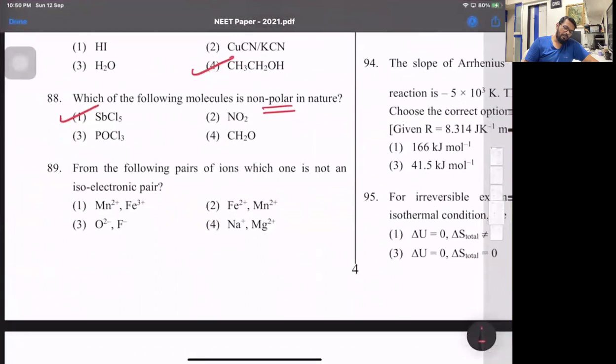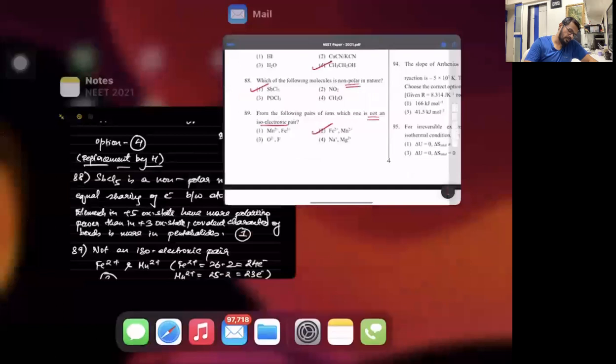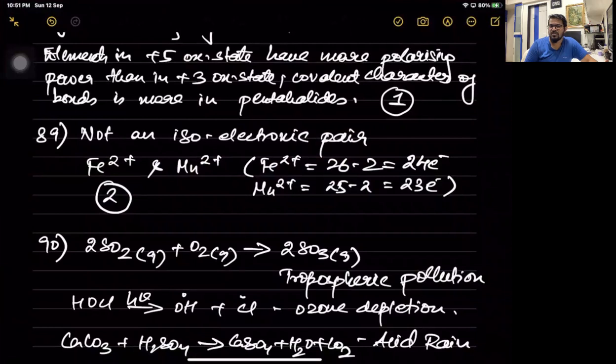Which of the following is not isoelectronic? Normally questions are of all isoelectronic. Here they are saying not isoelectronic. Now, if you observe Fe2+, Fe is 26, 26 minus 2, 24, Mn is 25, 25 minus 2, 23. So that's going to be option 2 there. So 89 is 2. Clear? Fe 26 minus 2 because 2+, so 24. Mn 25 minus 2, so 23.